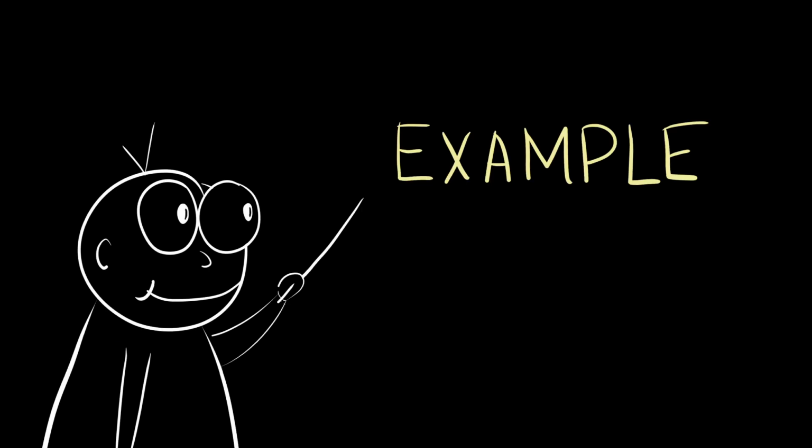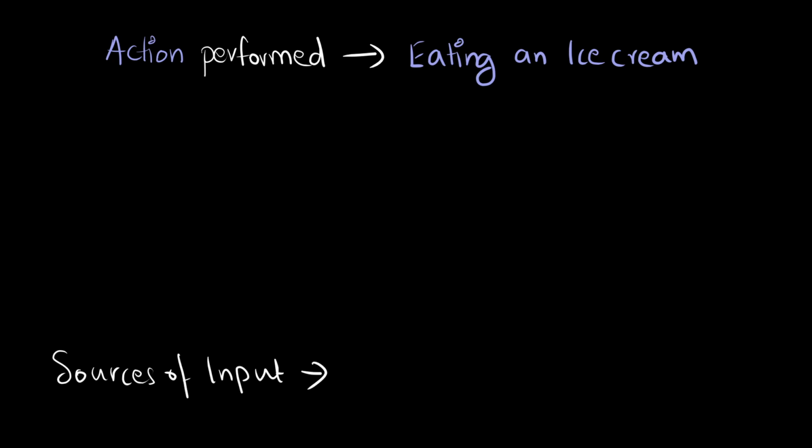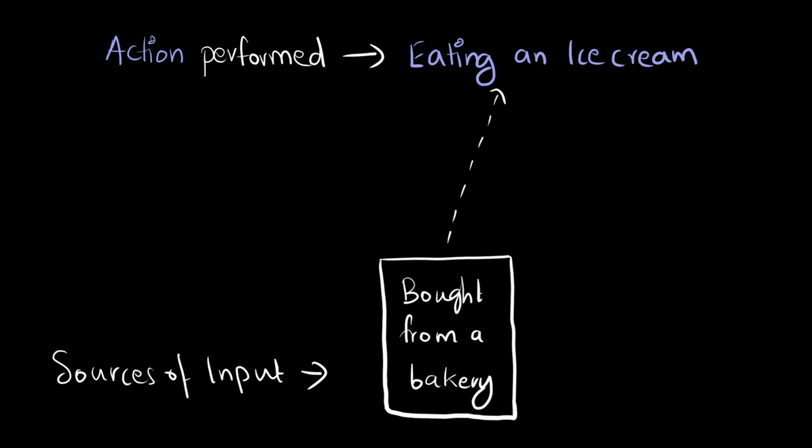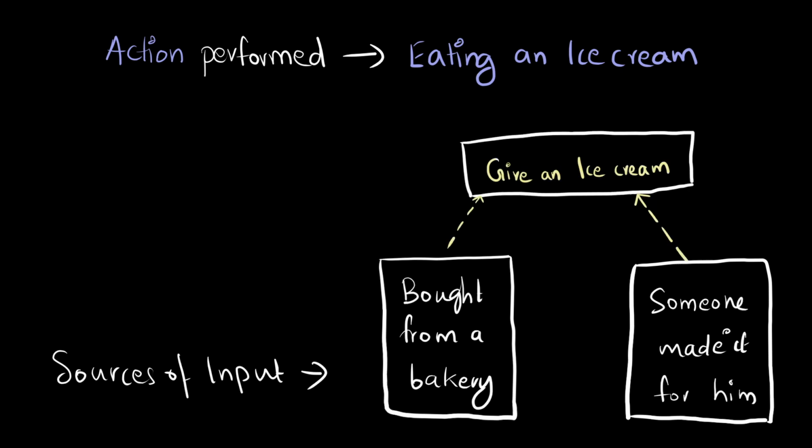Let me explain it with an example. So, Dev here likes eating ice cream. So, the action he performs is eating an ice cream. Note here that the action performed is not an input action. But he doesn't care from where and how he got the ice cream from. He does not mind if you bought it from a bakery. He does not mind if you made it for him yourselves. But all he cares about is that if you give him an ice cream, he will eat it, just like input actions and the rest of humanity.